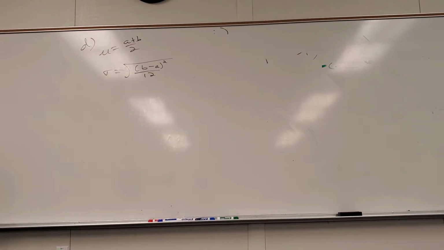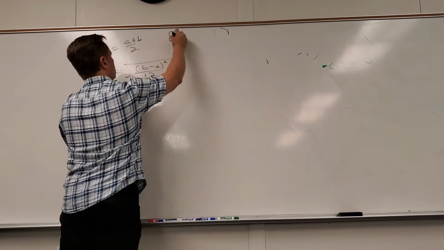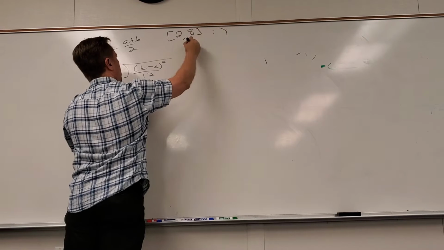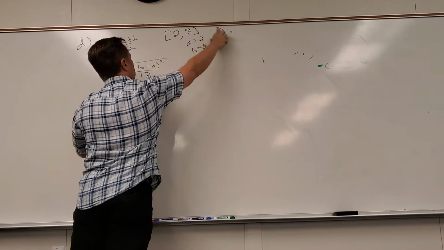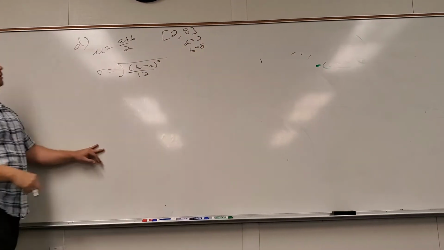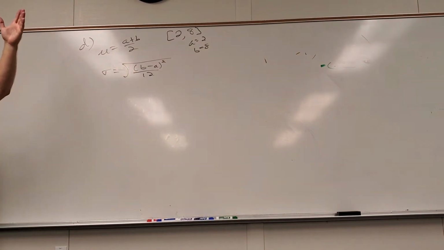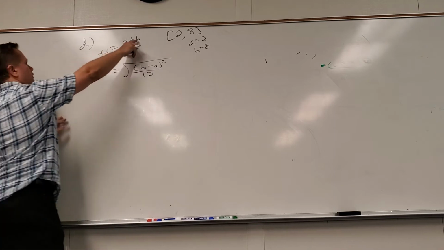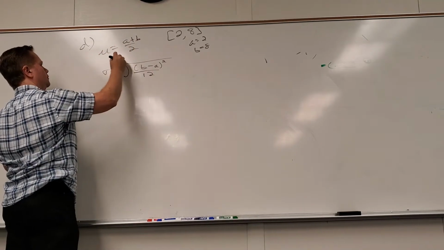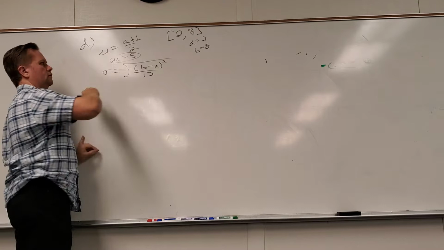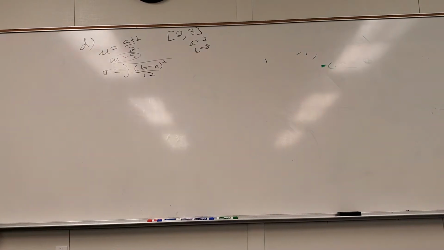It's from 2 to 8. So what's A and B? Yeah, A is 2, B is 8. So now I can just plug and shove. Right? 2 plus 8 divided by 2 is 5. Right? 5 is right in between 2 and 8. It's 3 away. Okay.